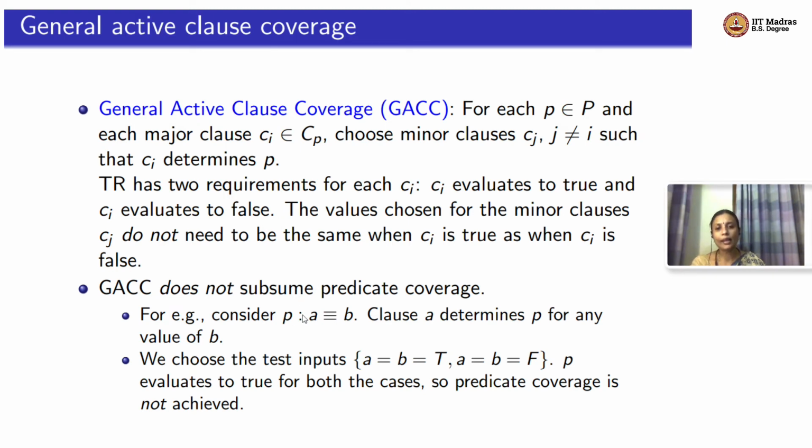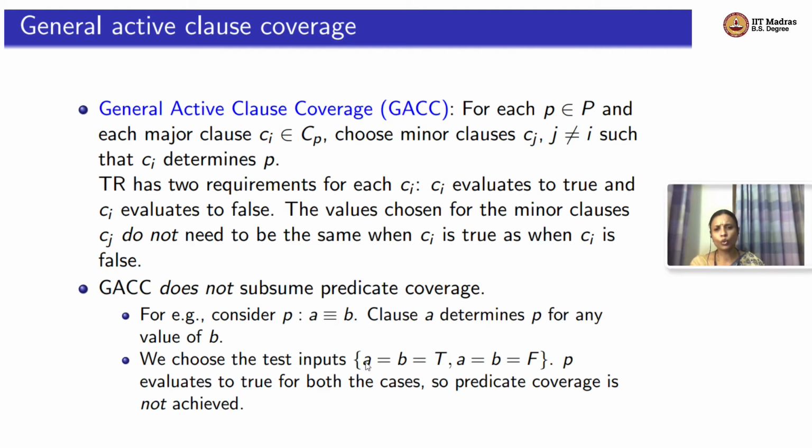For example, suppose you consider a predicate that looks like this: A if and only if B. It's a valid logical predicate. It may or may not appear as a label for an if statement or any other decision statement, but it's a valid logical predicate. Now, for this particular predicate, clause A will determine the predicate P, that is, will make it true or false for any value of B because they are equivalent.